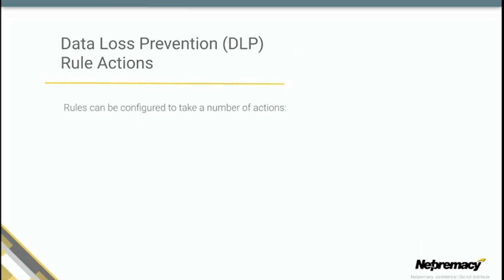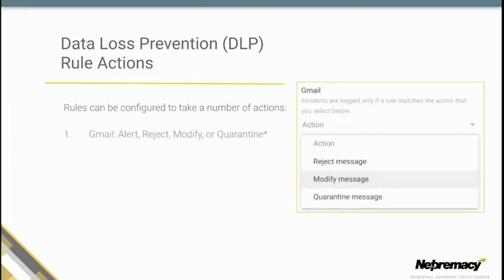But I think the real meat and bones from this particular couple of slides is on this one. It's about understanding what rules can be configured within G Suite and what we can do with those rules. So for Gmail, we can alert, reject, modify, and quarantine. I have put an asterisk here because it's currently in testing, but it is designed to be rolled out in the next couple of weeks and months.